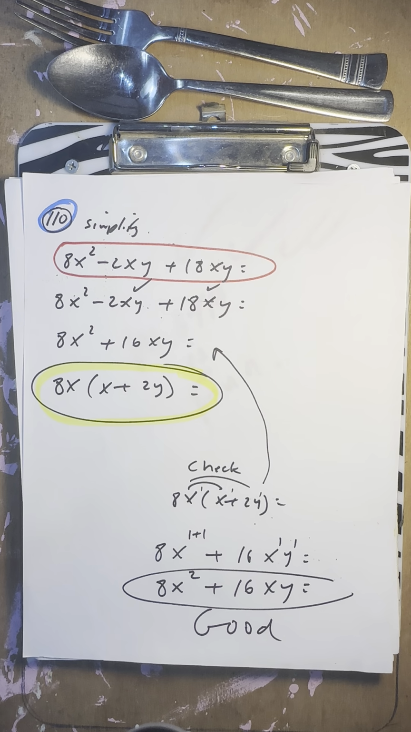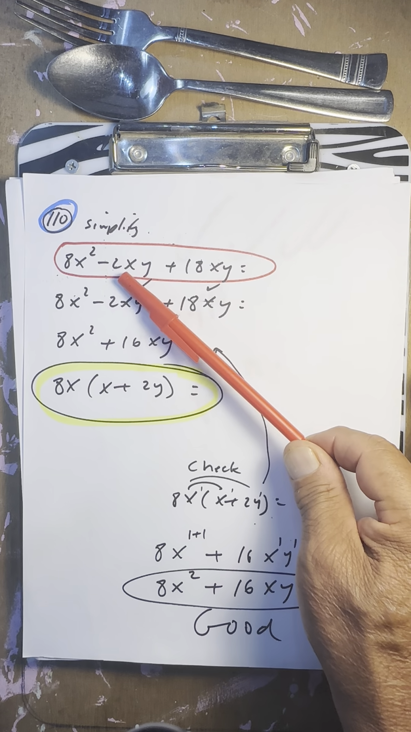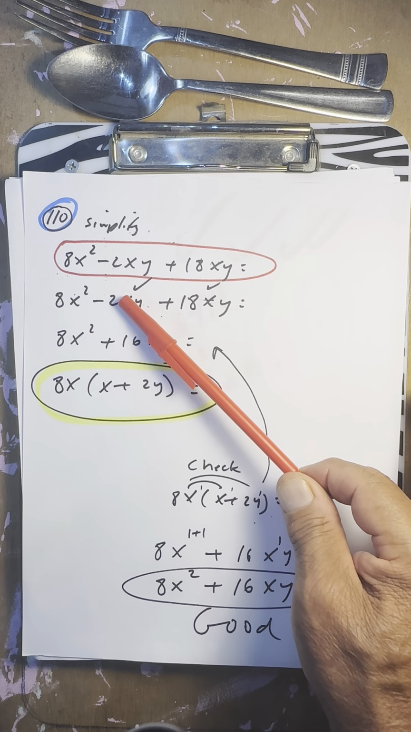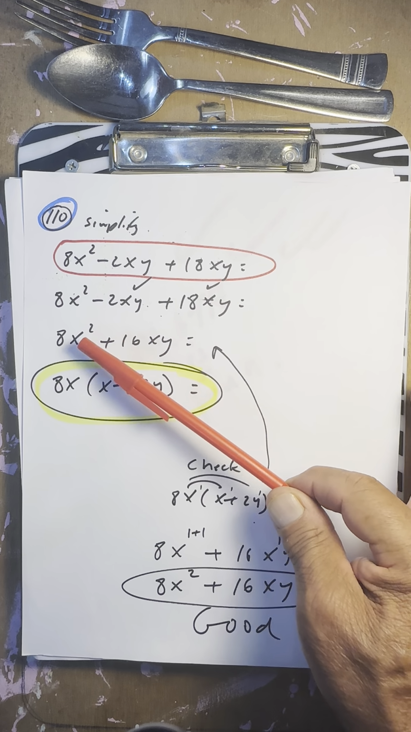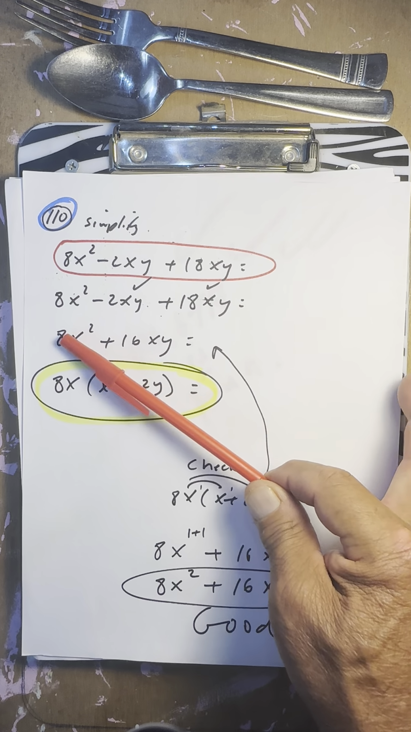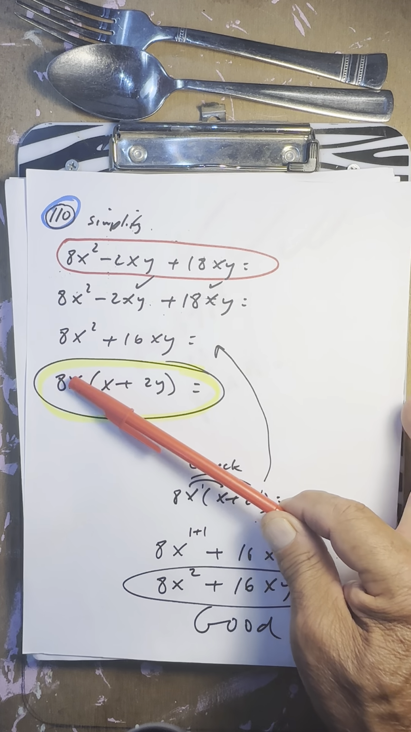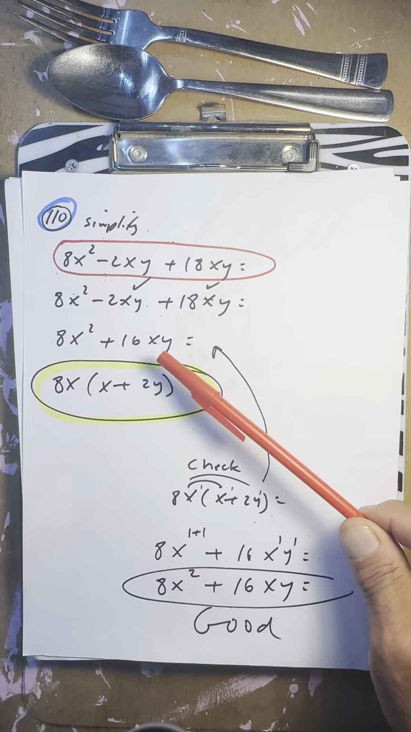Simplify this. I see that 18xy and 2xy are like terms, so I'm going to put them together. 18 minus 2xy is going to give you 16xy. Now I'm going to factor out. I can take an 8 from both of these, and x squared and x, so I'll take an x. So 8x comes out. What's left inside? 8x times this is going to give you this, and 8x times that is going to give you this.